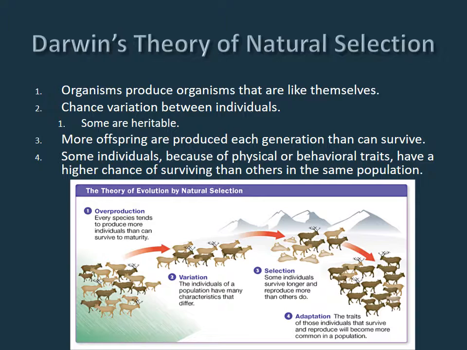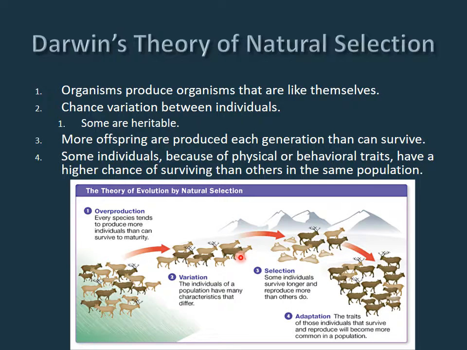So within any species, they'll produce a certain number, and only a percentage of those will survive to maturity. And some individuals, because of physical or behavioral traits, have a better chance of surviving than others in the same population. So organisms produce more than are actually going to survive through their whole lifetime and end up reproducing. And within that group, there's variation, and some organisms, for whatever reason, are more likely to survive than others.